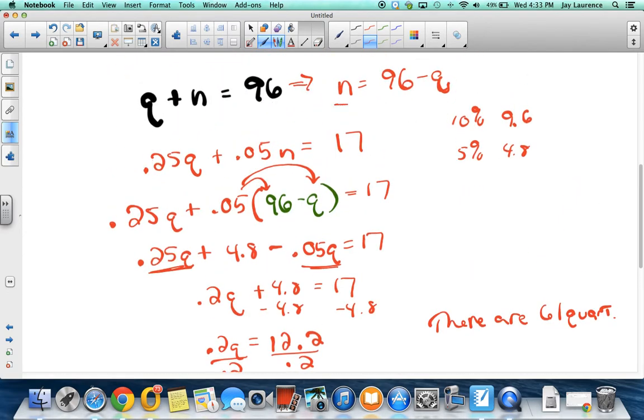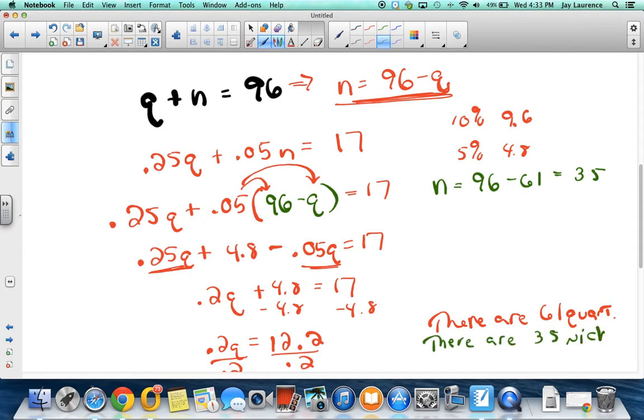Well, I'm probably going to use this equation right here. Be real easy. The number of nickels is going to be 96 minus 61, which I believe will be 35. So there are 35 nickels. Now I should check myself. I should add 61 and 35, make sure it equals 96. And of course it's going to.